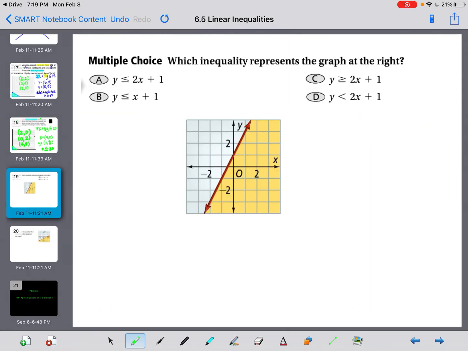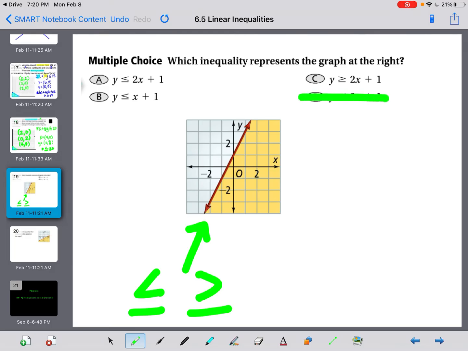Okay, last 2 things. They want you to look at this graph and choose which inequality actually represents it. First thing I want you to look at is the fact that this is a solid line. So that means we need to have an equal to bar. Okay, so that means this one is not an option. Okay, then we're going to look at our y-intercept, which happens to be +1, but so do all of these.